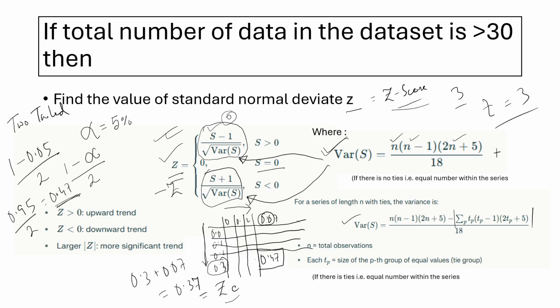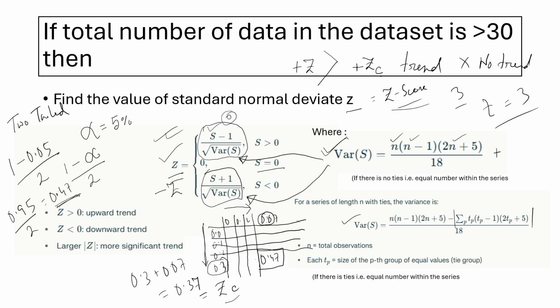So if you have a positive Z and positive critical Z, and a positive Z score that you have calculated for your data, then your positive Z must be greater than critical Z. Then there is a trend. If not, no trend. Correct?